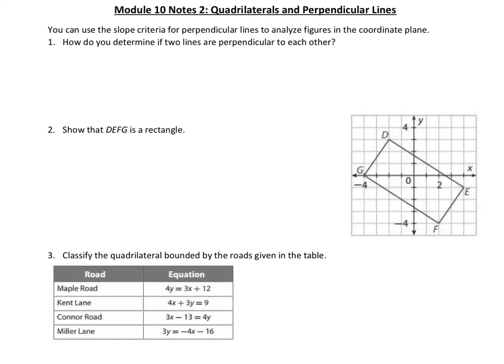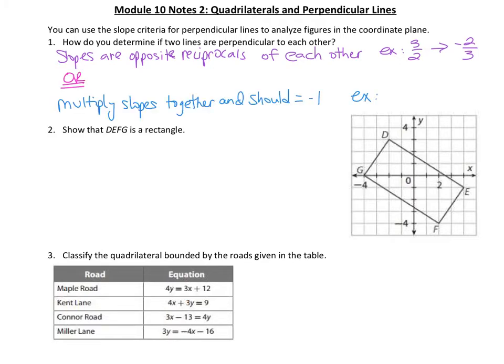One of the first ways we did before was if we have opposite reciprocals of each other. For example, if we had 3/2 as one of them, then the other slope would be a -2/3. Another way you can think of two lines that are perpendicular is if you multiply the two slopes together, they should equal -1. For example, if we had our 3/2 and we multiplied it by -2/3, that would give us a -6/6, which then reduces down to a -1. That would show you that the two slopes that you multiplied together are perpendicular to each other.